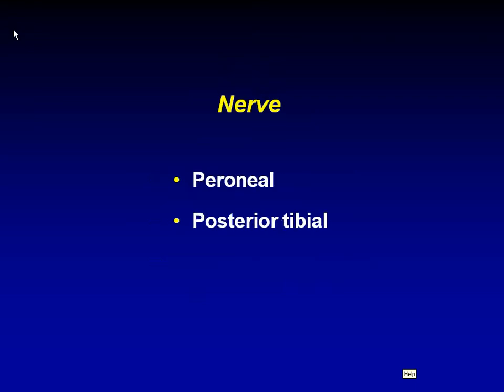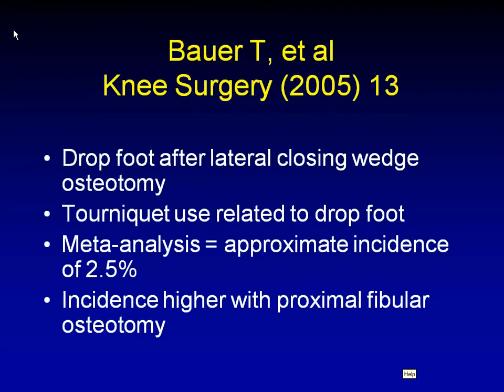Now, nerve injury, most commonly in closing wedge osteotomy, is the peroneal nerve, and posterior tibial nerve is rarely injured in this operation. This paper actually looks at drop foot after lateral closing wedge osteotomy. It's quite a complicated paper. Their meta-analysis of the literature suggested an approximate incidence of 2.5% of this complication, which is a high incidence. Fortunately, most of these are neuropraxias and recover.